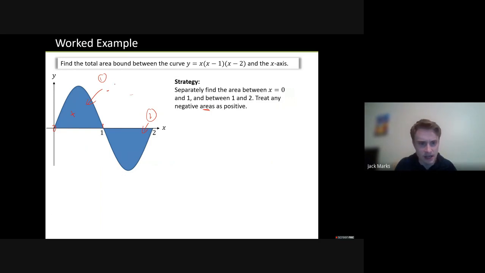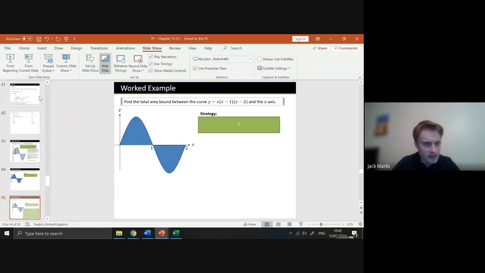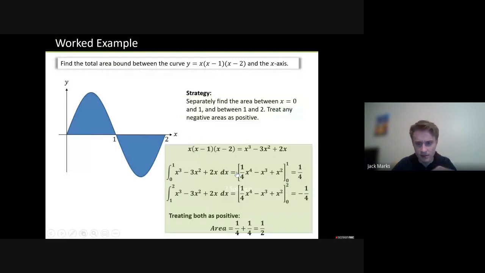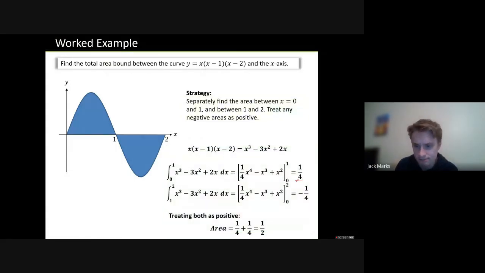I'm going to pretend I get an answer of 10. So if I got an answer of 10 there, and then when I did this one here, I got an answer of minus 10, what would I do? Well, I would just take the absolute value, a bit like magnitude in mechanics, and I would say that the area is 20. Okay, a bit neater. Do we have a neater example? Yes. So it's not 20, it's actually a quarter.